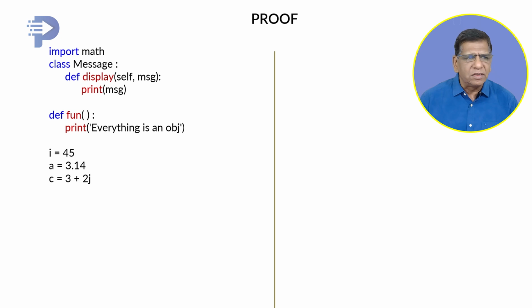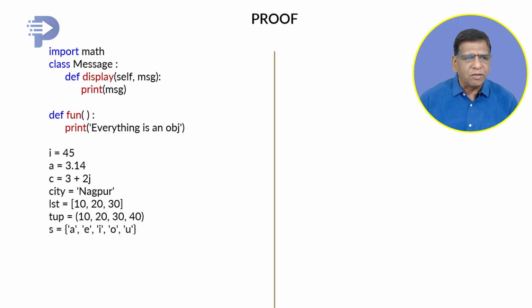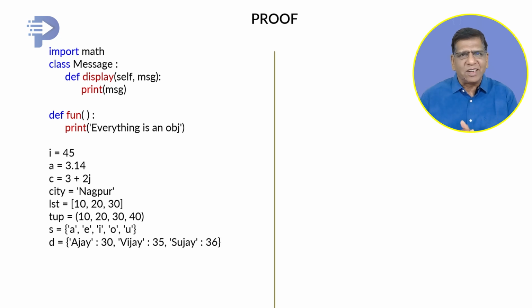On similar lines, I create a string object and store its address in city. And then a list object containing 10, 20, 30 and the address of this object is stored in lst. Same thing I do for a tuple, then a set, and finally a dictionary. So far these are the ones that we have created: standard types, user defined types, then a user defined class, a user defined function. So all these we have created.